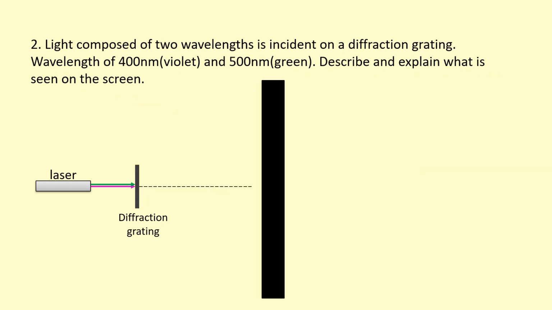Okay, light composed of 2 wavelengths is incident on a diffraction grating, wavelength of 400 nanometers, which is violet, and 500 nanometers, which is green. Describe and explain what is seen on the screen. So firstly, for the 0th order, there's going to be an overlap between those two. So it's going to be an overlap of green and purple, and it's going to look like dark green maybe. This is because there's no path difference.